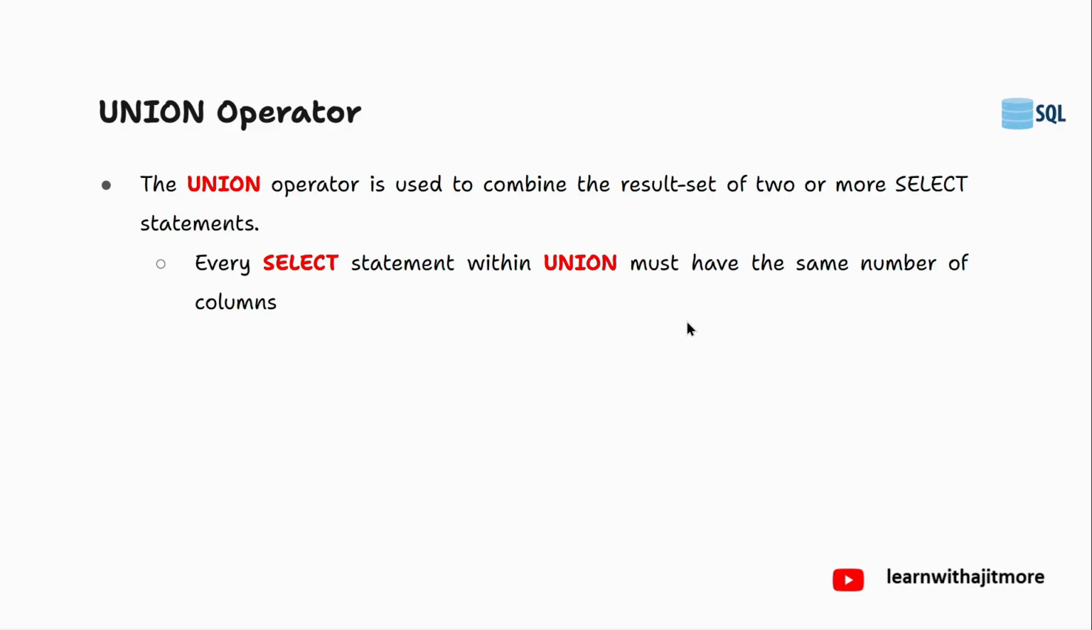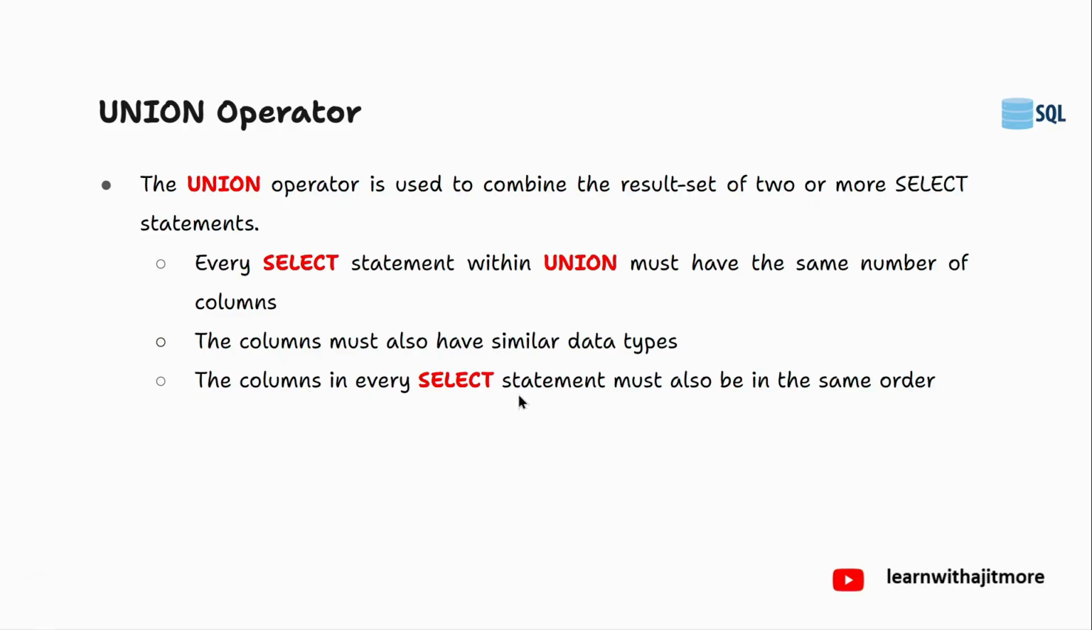Now the criteria I told you. In union, the number of columns in both the queries should be the same. Every select statement within union must have the same number of columns. The columns must also have similar data types. And the columns in every select statement must also be in the same order. So three criteria I gave you: the count should be the same, the data type should be the same, and the order also the same. Like if the first is int, then here also the first should be int. Now name doesn't matter. Understanding?